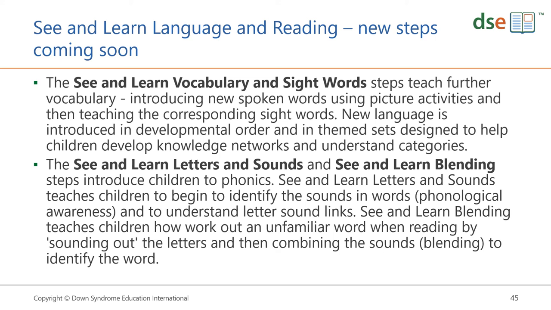And then See and Learn blending, which will also draw on research that we've done and published in terms of looking at how to put in additional visual supports and additional visual steps to teach children to understand how to blend sounds together to get to the word. Segmenting, realizing how to sound out letters like k, a, t, it's not so difficult, but going from that to working out it's the word cat, that's the blending stage.